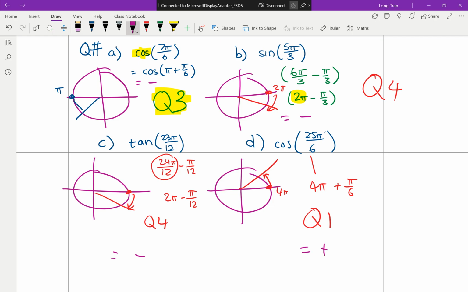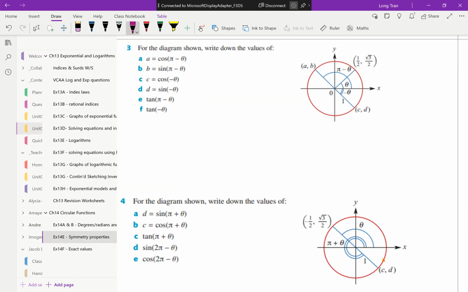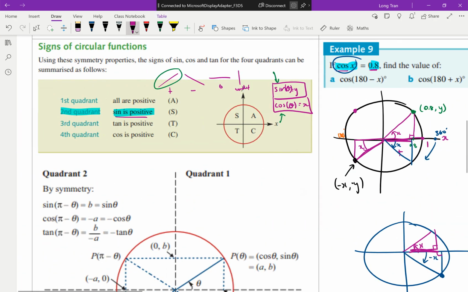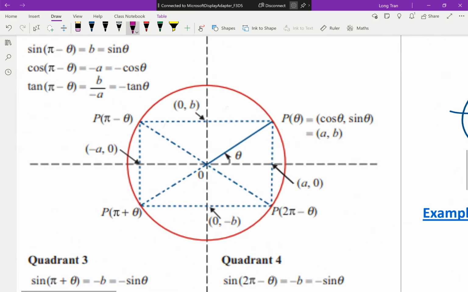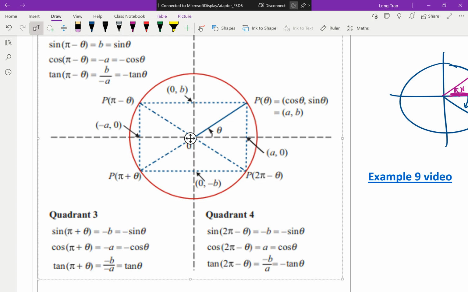Already, you have just done exercise 14E instead of memorizing. So I'll show you what 14E looks like. Most students memorize this table. That's a lot to memorize there. There are about 15 or 16 of those that you need to learn. It's too much.